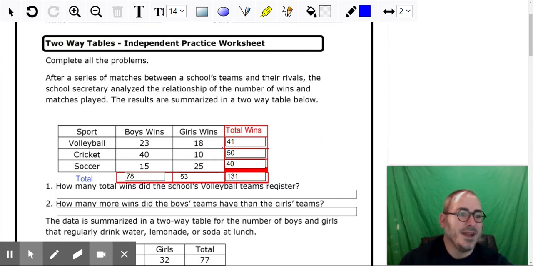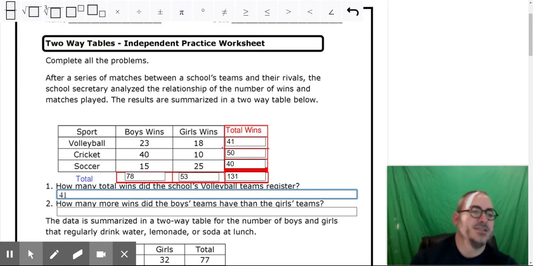How many total wins did the school's volleyball team register? Well, there's volleyball. The boys won 23. The girls won 18. Together, that's 41. So the total wins of the school's volleyball teams is 41. There's the total wins of the school's volleyball teams.